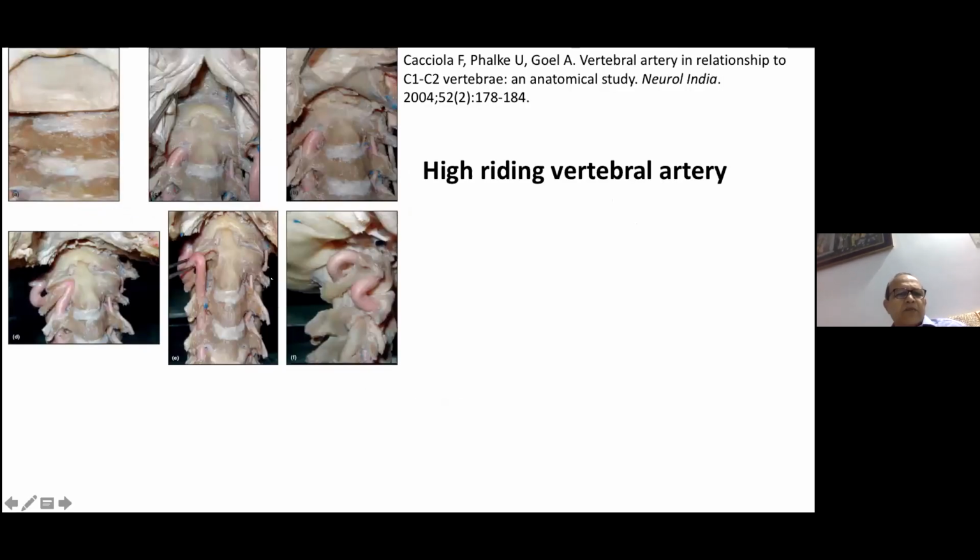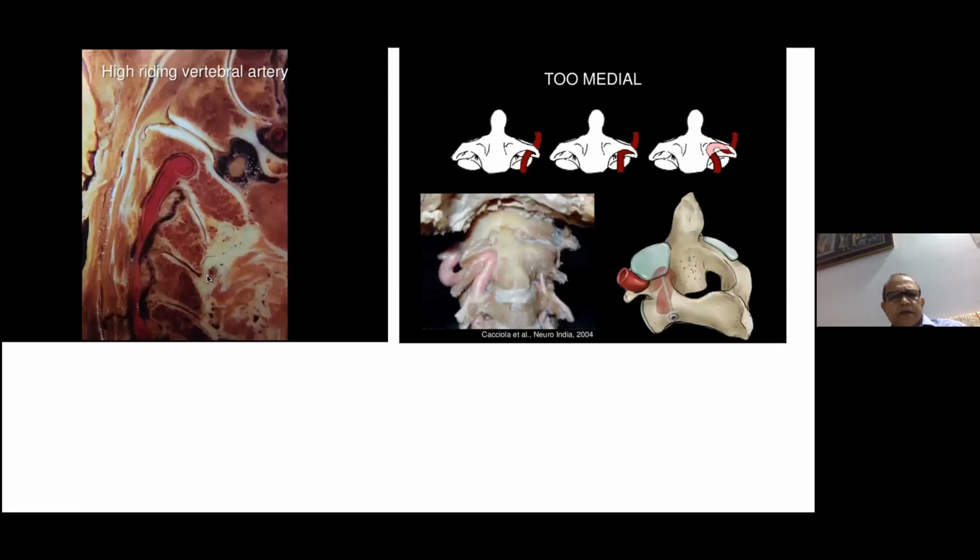So here is another example of a high riding vertebral artery, where almost the whole lateral mass has been involved. People have said that you can drill the lateral mass and mobilize this vertebral artery and then put in a screw. So this also can be done, but you need some expertise in, I think, the vascular field before you attempt it. So this is another example of a high riding vertebral artery, which you should know before surgery.